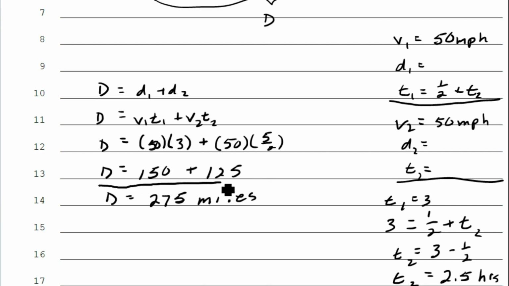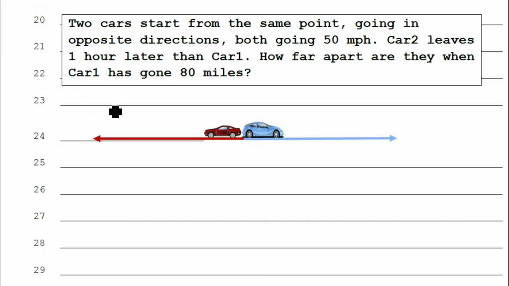That is how far apart they are when car 1 has gone 3 hours. In this problem, 2 cars start from the same point, going in opposite directions, both going 50 miles per hour. Car 2 leaves 1 hour later than car 1. How far apart are they when car 1 has gone 80 miles?